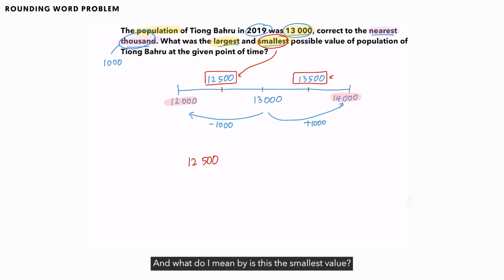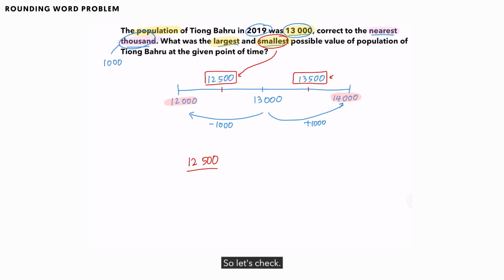And what do I mean by is this the smallest value? Is this the smallest value such that when 12,500 is rounded off to the nearest 1,000, it should give me 13,000. So let's check. When we want to round off to the nearest 1,000, we should be looking at the place value, hundreds. So because this is a 5, it will cause the number to round up. So I will get 13,000, which works.